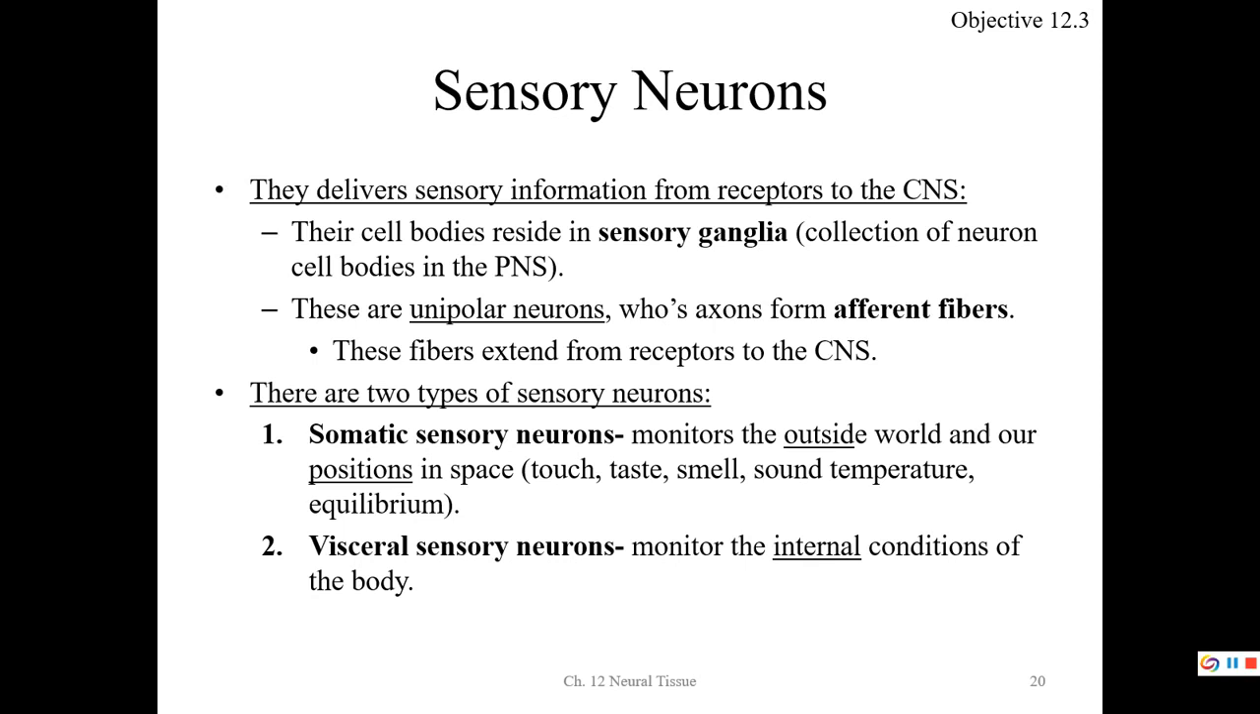Now, if we think about sensory neurons, their cell bodies are in sensory ganglia. What a ganglion is, now when we say the word ganglia in neuroscience, we mean a collection of neuron cell bodies in the peripheral nervous system.